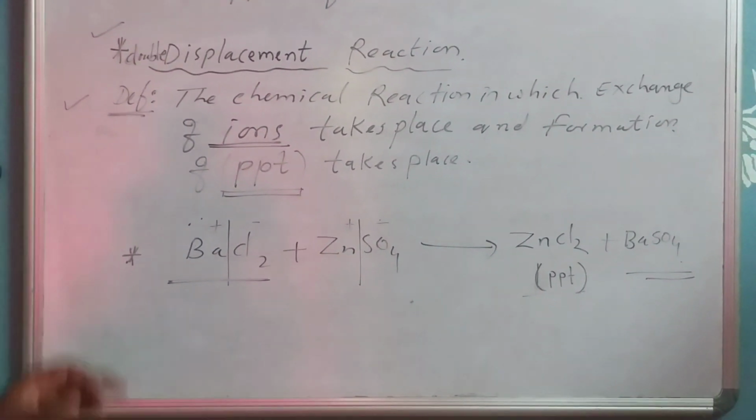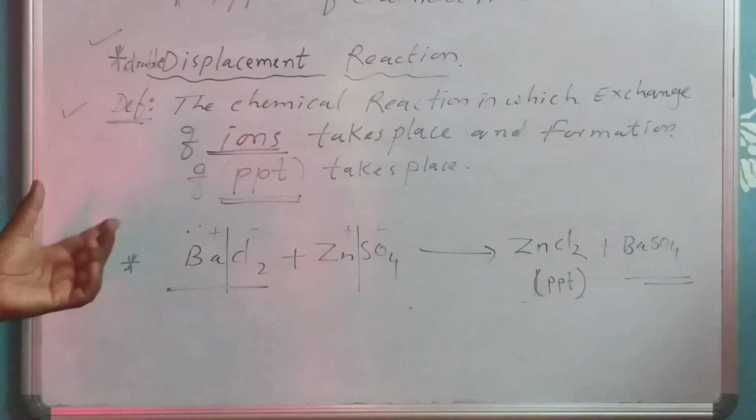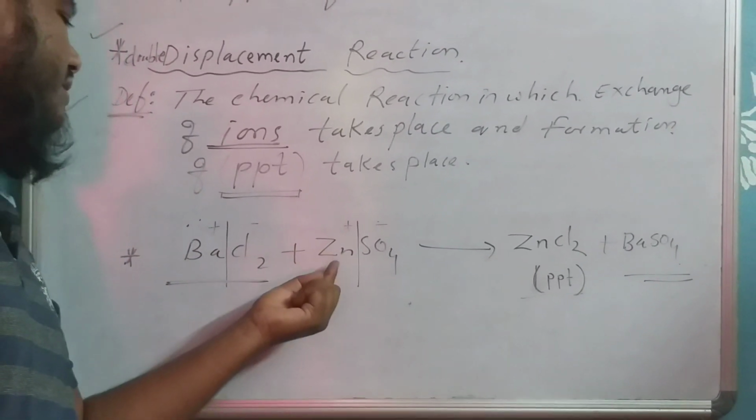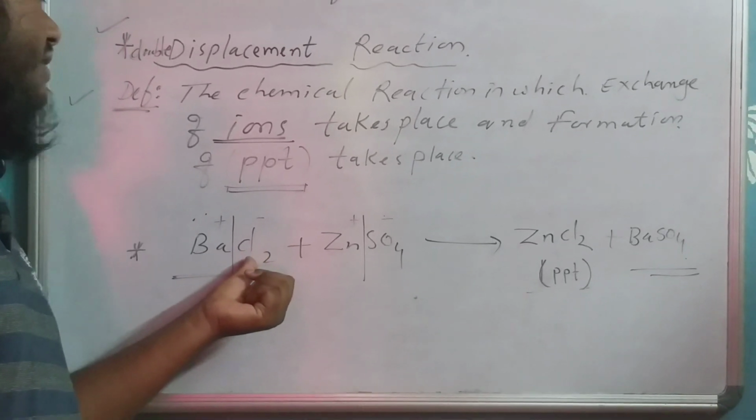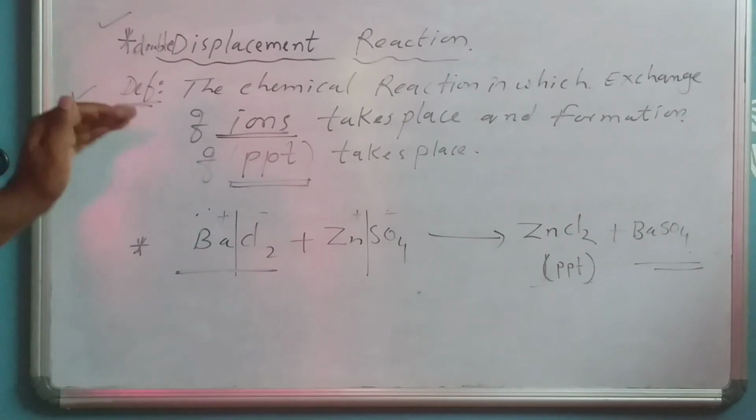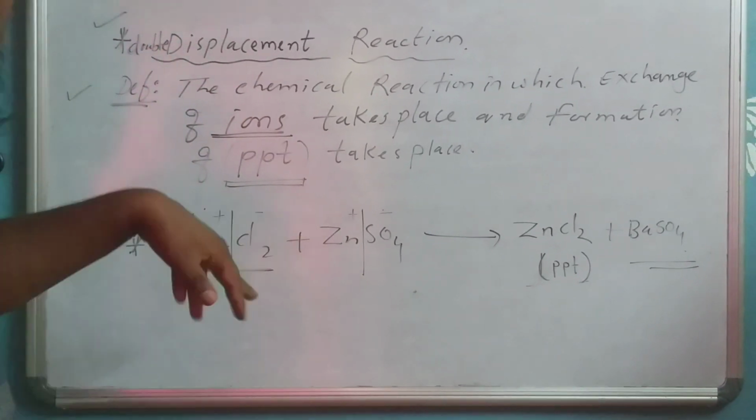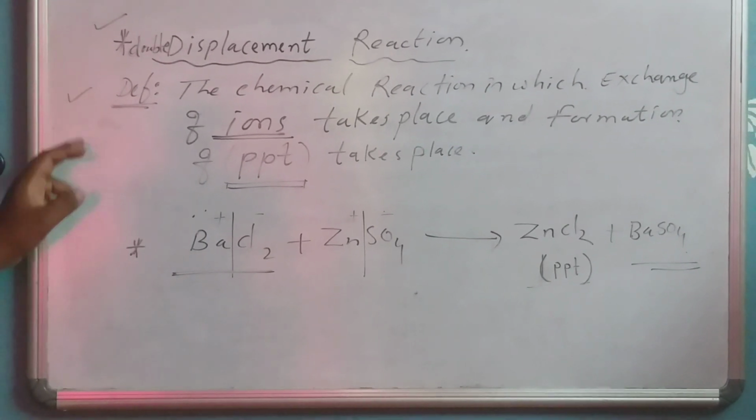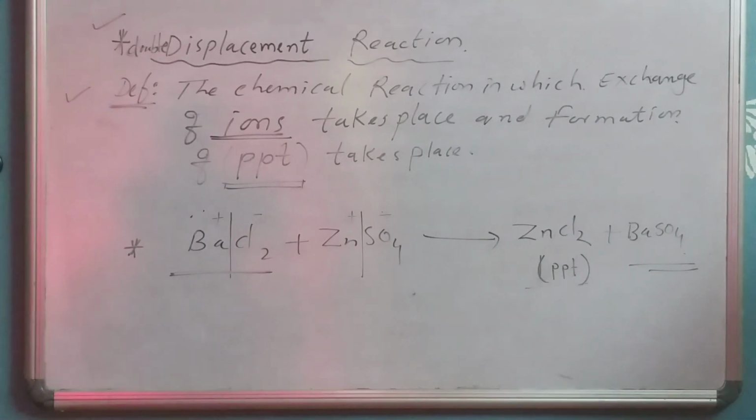This type of reaction is known as a double displacement reaction. Always keep in mind, a positively charged element will react with a negatively charged one. These are called cations and anions. Exchange of ions takes place and formation of PPT takes place. This is the definition of double displacement reaction, and this example is sufficient to understand.